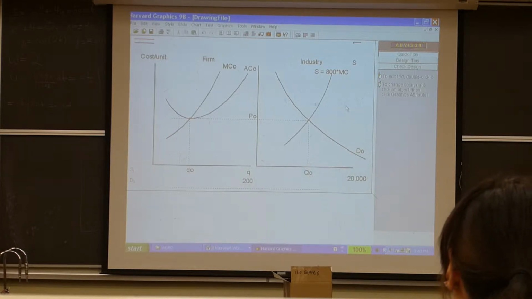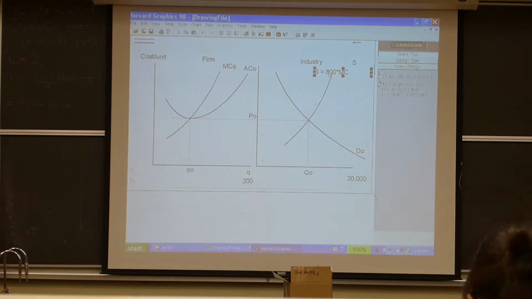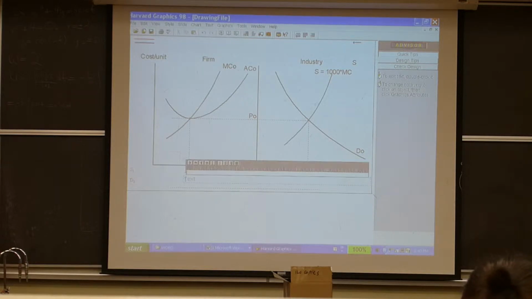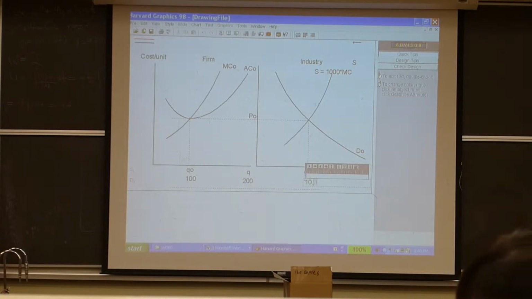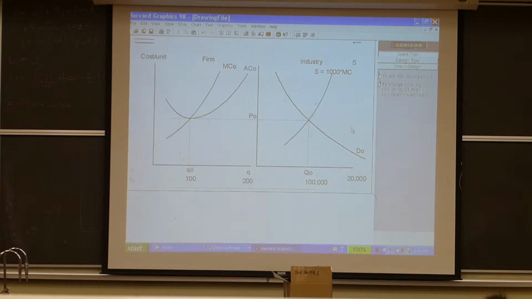Okay, so we're going to do that more, and then at this point, we have 1,000 restaurants, because 200 restaurants came in, causing supply to shift like that, and then I'm going to say this equilibrium here is 100. A typical restaurant produces 100 meals in a night at zero economic profit, and the industry produces, wait a minute, how many restaurants do I want to hear? 1,000, 100,000. Okay, good. All right?